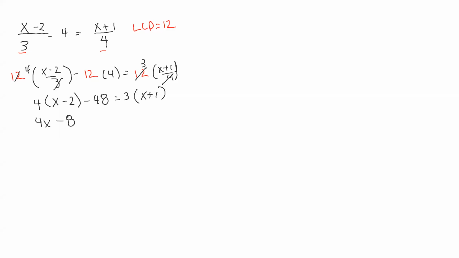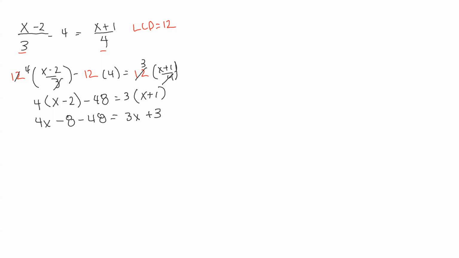4 times -2 is -8. Don't forget your -48 and your equals. 3 times x is 3x. 3 times 1 is 3. So we want to clean things up a little bit. On the right-hand side, 3x plus 3 is as easy as it's going to get.